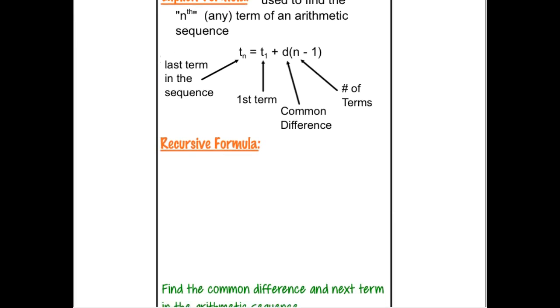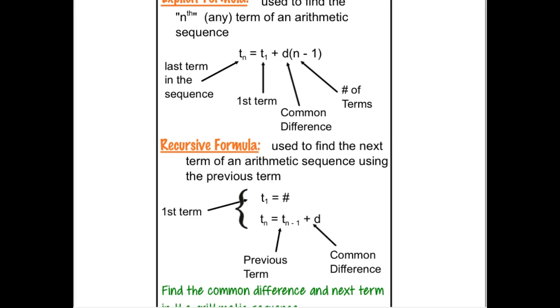And then we have the recursive formula, which states used to find the next term of an arithmetic sequence using the previous term. So first term, T1 equals a number. And then we go down to the next one, it says Tn equals Tn minus 1 plus D. So Tn minus 1 is the previous term, and D is the common difference.